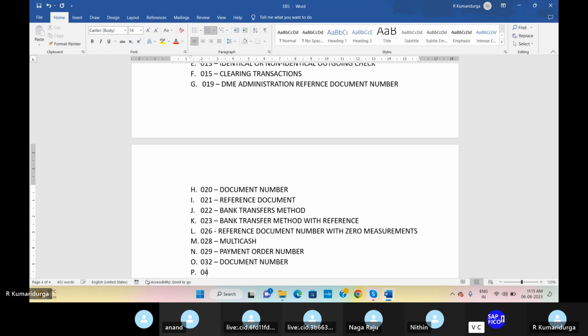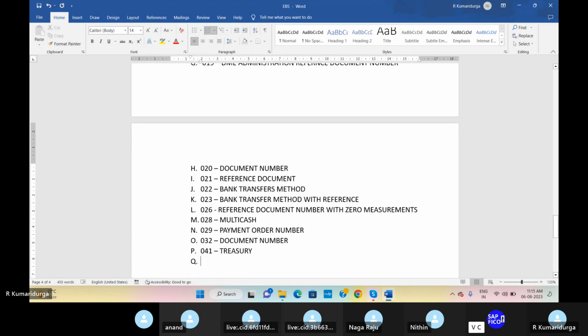The next one, 041, that is treasury. What is the exact financial statement that we have? 041 is the treasury. Then 120, document number search with no check. The next one, 121, reference document number with no check.